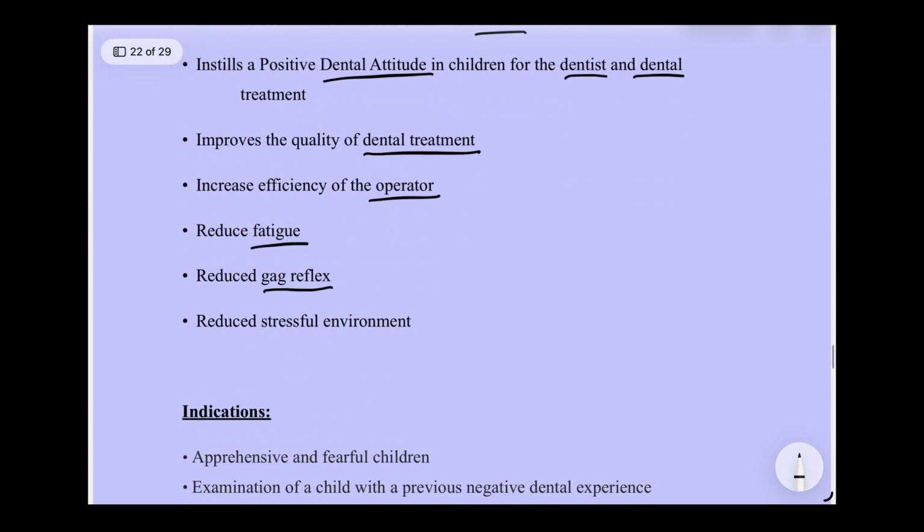Reduce gag reflex. Gagging interferes with various dental procedures such as taking x-rays, making impressions and restorative treatment. Sometimes this response is so strong that it may lead to an avoidance of the dental treatment. So by depressing the central nervous system, nitrous oxide increases the threshold required to trigger the gag reflex. Reduce stress environment. By managing all of these problems, there will be an unstressful environment.